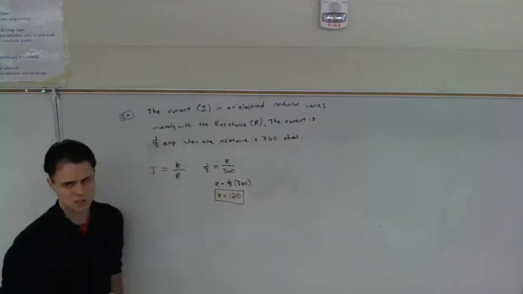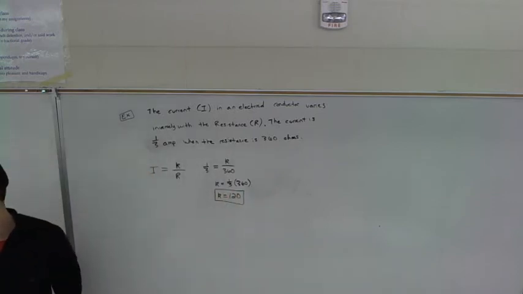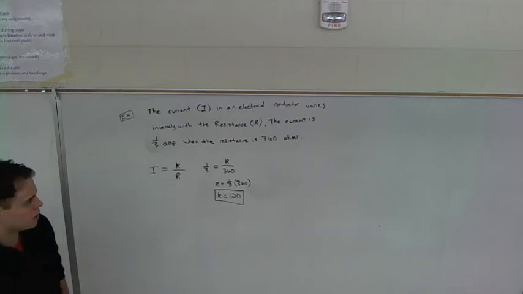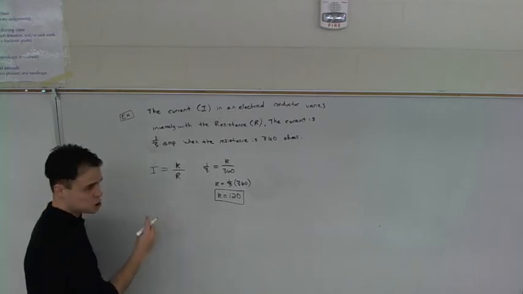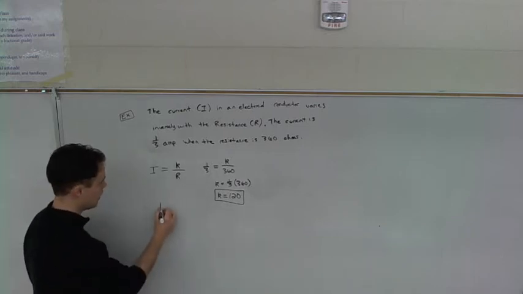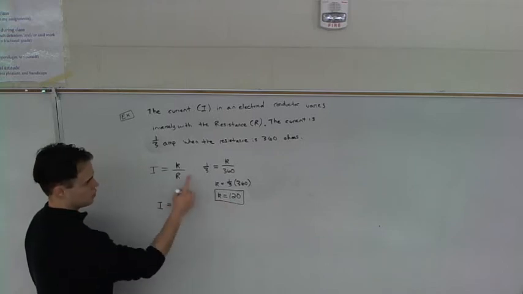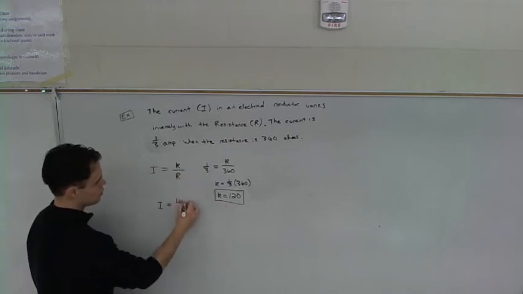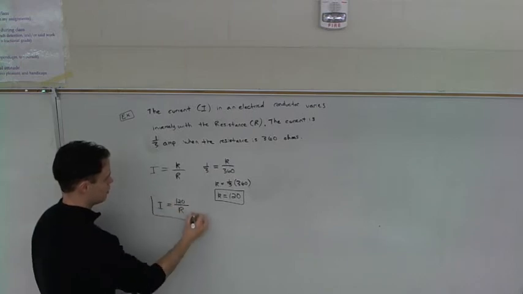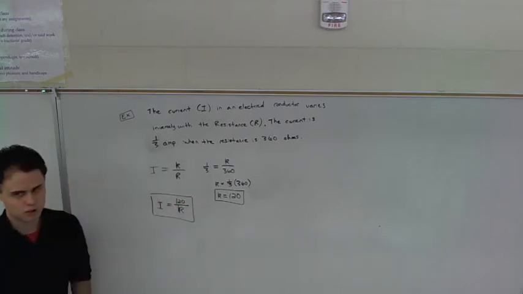120. And it's just a constant, so it doesn't have units. Okay, it's just a number. So we found that K is 120. So now the relationship that we could graph is I equals 120 over R. That is the thing we could graph.